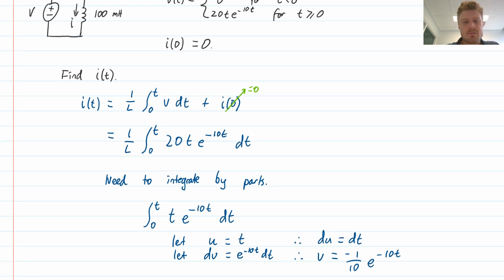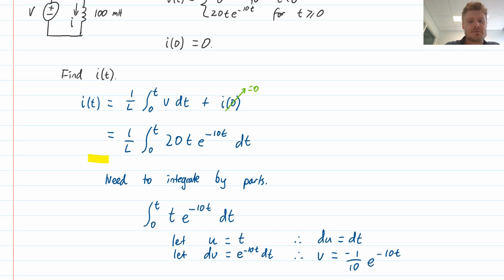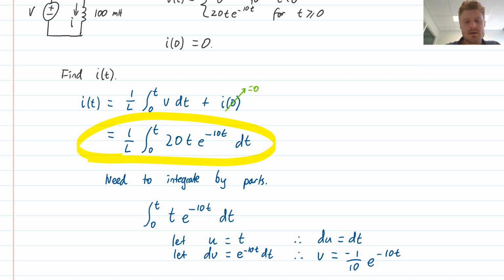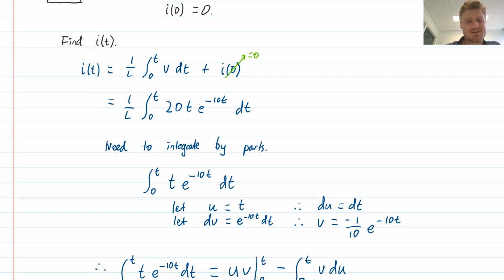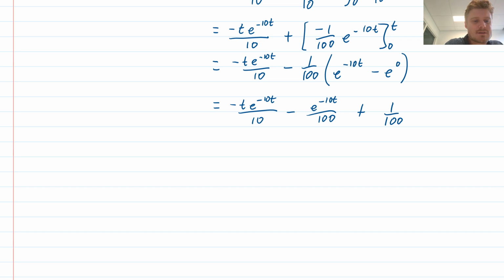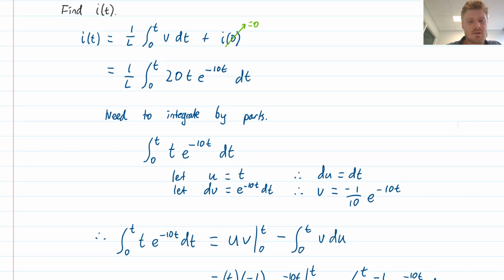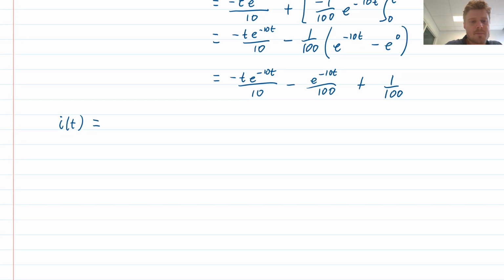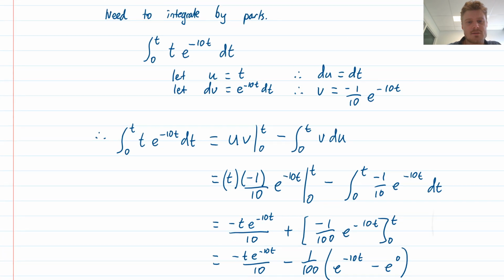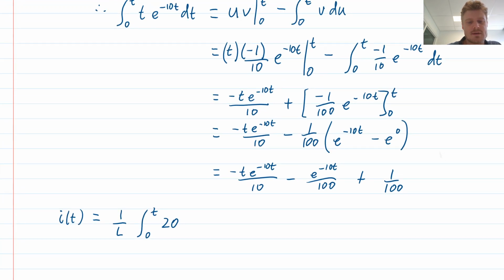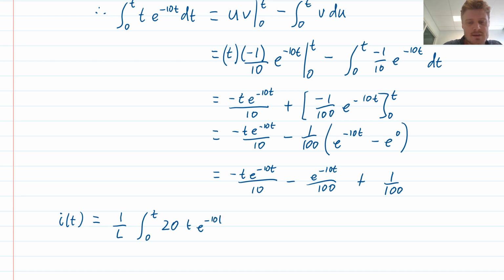So let's go back and look at where we were headed with this. The thing that I'm trying to evaluate was actually this integral here. So let's write that one a bit further down so we can see what we're doing. It was I of t is 1 over L times the integral from 0 to t of 20 times that thing that I was just integrating, 20 times t e to the minus 10t dt.